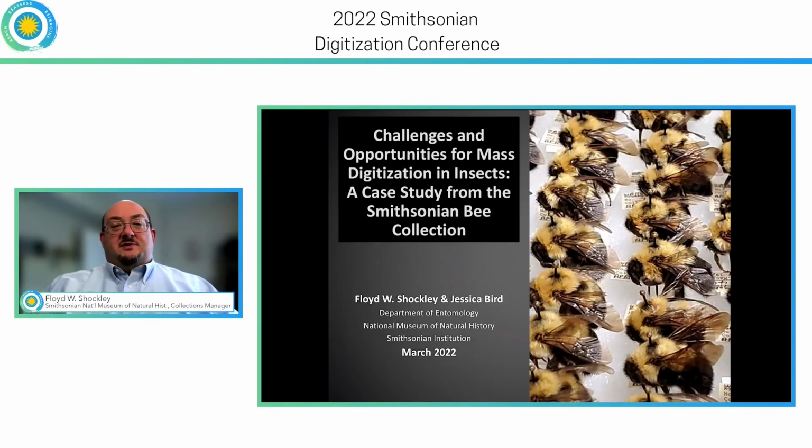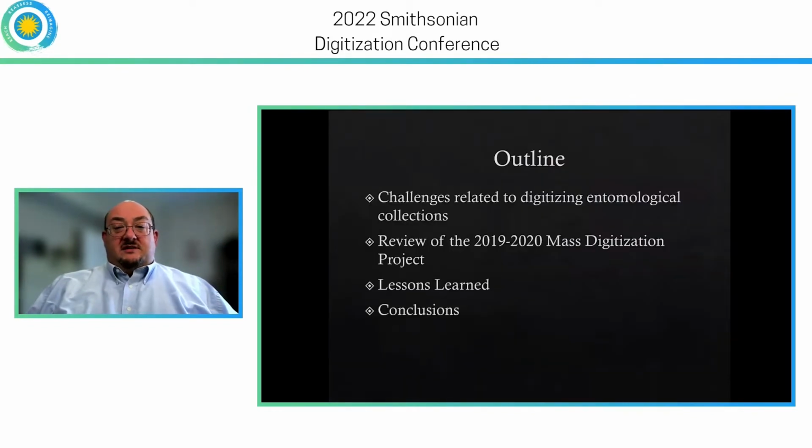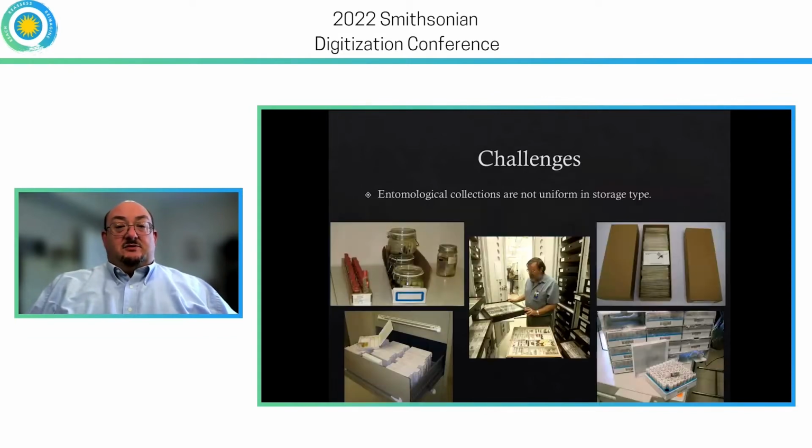Thanks for giving us the opportunity to talk a little bit about the digitization of our Smithsonian bee collection, and also to talk about some of the challenges related to that. So basically, we're going to talk about what makes digitizing entomological collections complicated. We're going to give you an overview of the 2019-2020 mass digitization of our bumblebees and our carpenter bees, cover a little bit of lessons learned, and then wrap up with some conclusions.